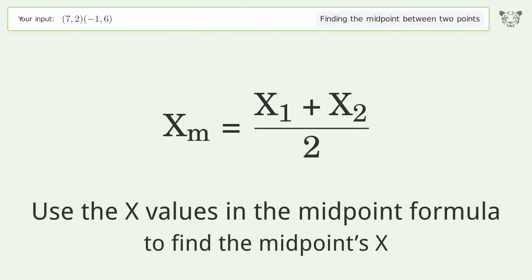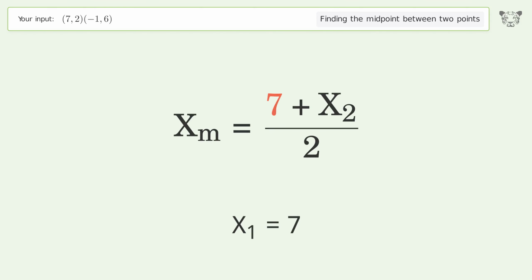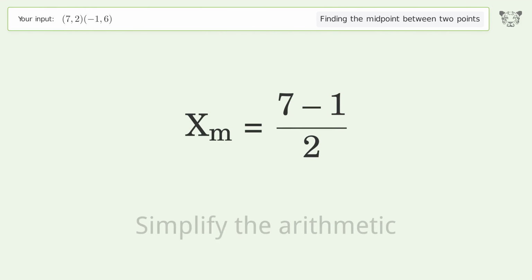Use the x values in the midpoint formula to find the midpoint's x. x1 equals 7. x2 equals -1. Simplify the arithmetic.